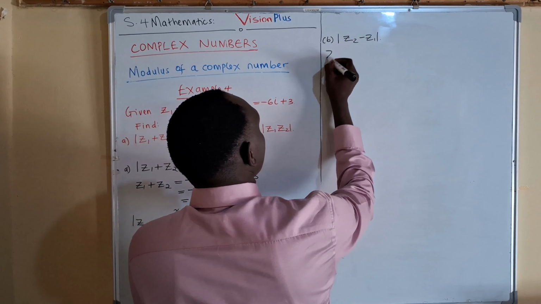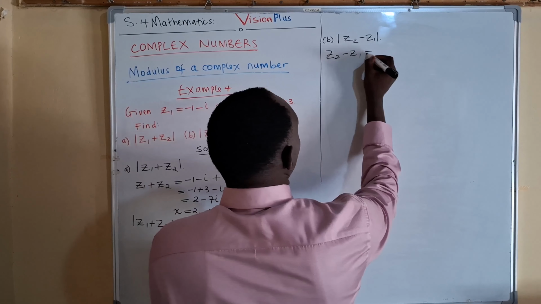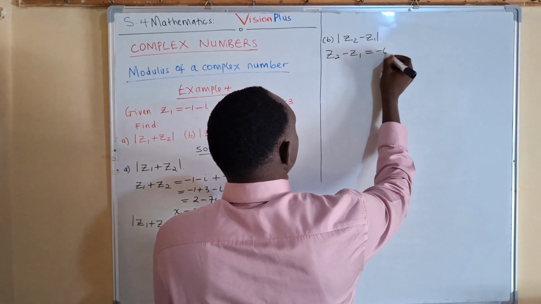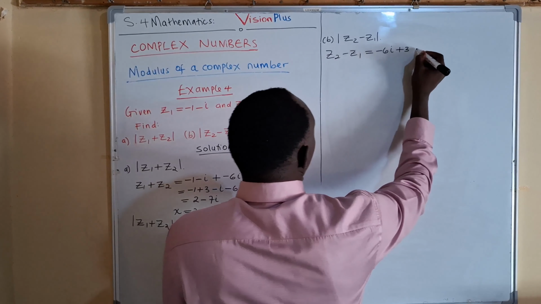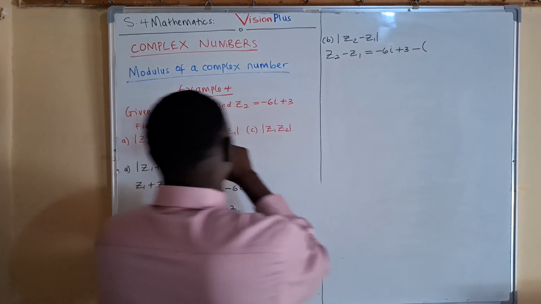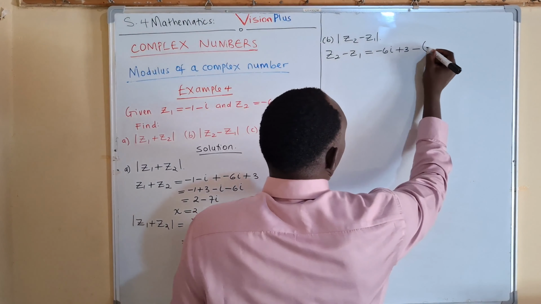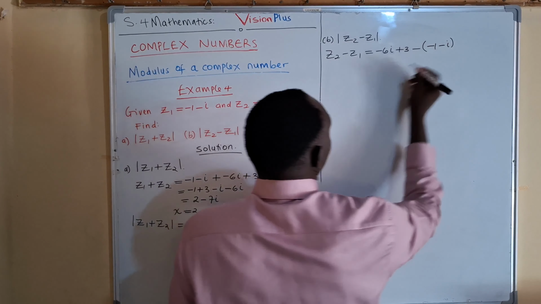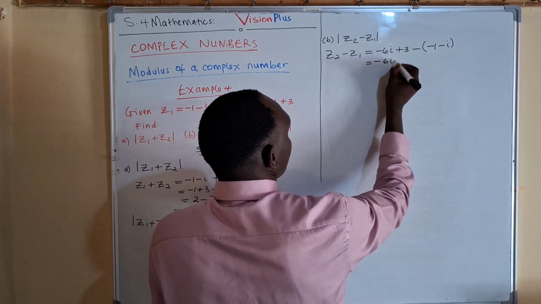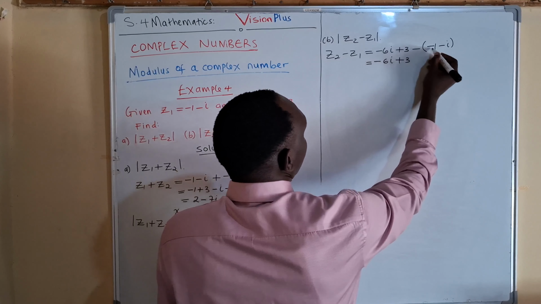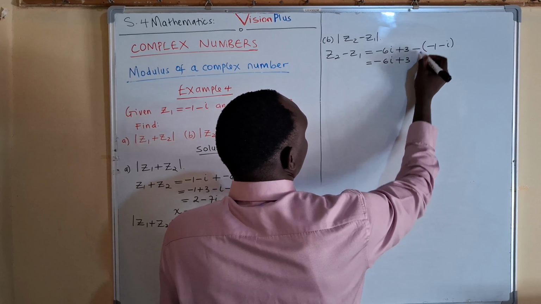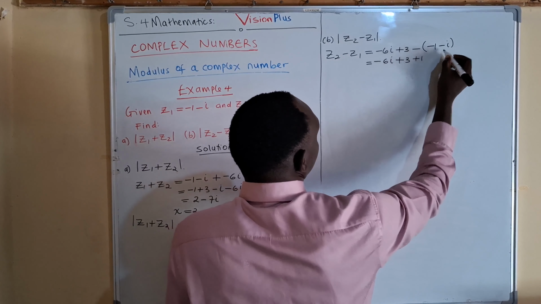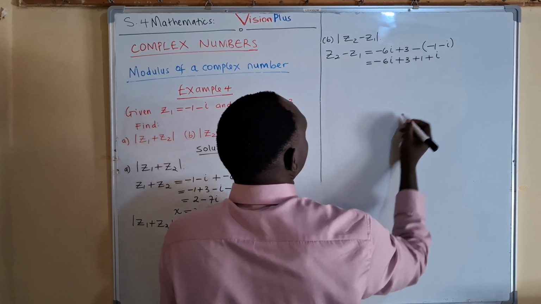So the first thing we do is find Z2 minus Z1 equals, what is Z2? Z2 is negative 6I plus 3. But we are subtracting Z1. Since Z1 has two terms, we open the bracket and we put negative 1 minus I. Then you proceed. This means we shall have negative 6I plus 3, then you open the bracket with a negative number, which is negative 1. This gives us positive 1, because negative 1 times negative 1 is positive 1. Negative 1 times negative I is positive I.